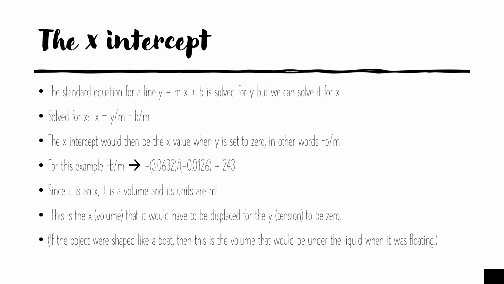This is the value of an x, so it's a volume, and it has units of milliliters. In particular, it's the x, or the volume, that the object would have to displace in order for the tension to be 0. Now the object was shaped as a cylinder, but if it were shaped more like a boat, then this is the volume that would be under the liquid when the boat was floating, when the tension was 0.